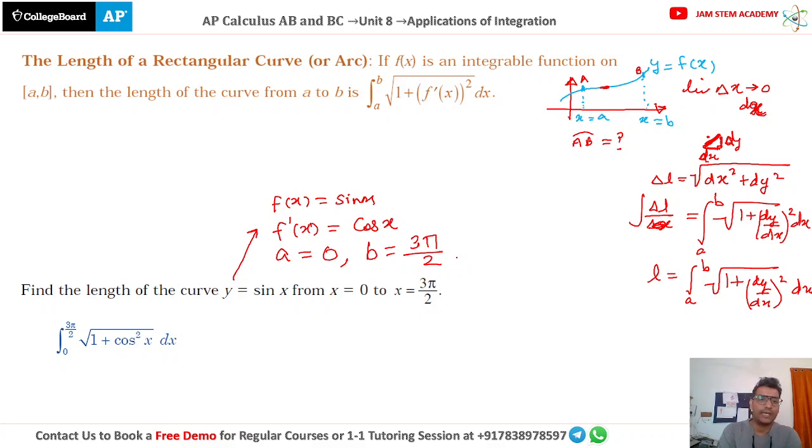Now you can simply use your GDC to get this answer, which comes out as 5.730. So this is the arc length. If you look at the curve of the sine x graph from 0 to 3 pi by 2, this arc length comes out as 5.730.